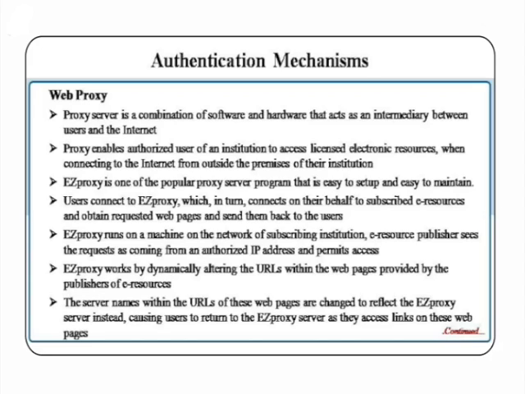EZ-Proxy runs on a machine on the network of the subscribing institution. The e-resource publisher sees the request as coming from an authorized IP address and permits the access. EZ-Proxy works by dynamically altering the URLs within the web pages provided by the publisher of e-resources.